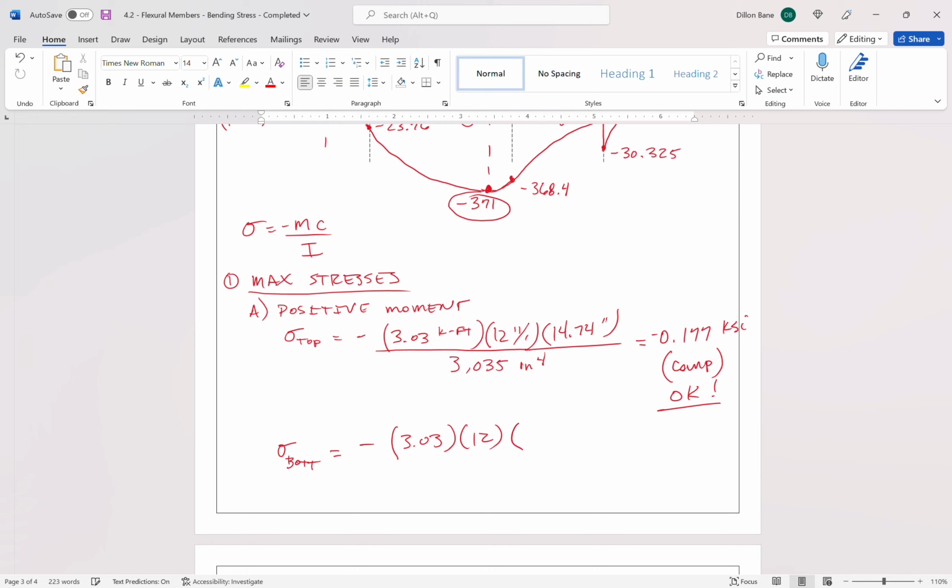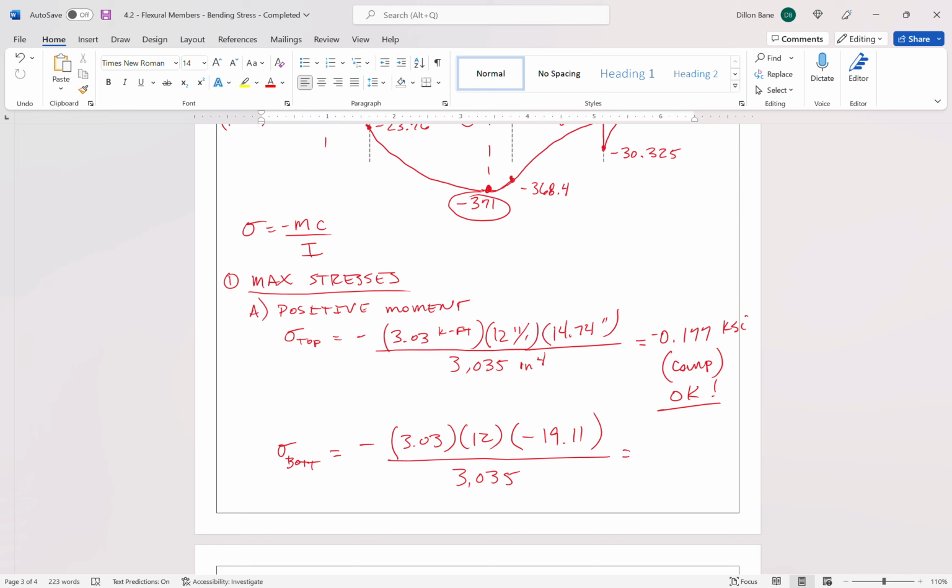C this time is the distance from the neutral axis to the bottom of the beam, because that's where we're looking at, which we said was 19.11 inches from the neutral axis to the bottom. But this time, since our distance is going below the neutral axis, this C value becomes negative, so we get minus 19.11. Again, divide by the 3,035 moment of inertia. Inertia doesn't change, right? Inertia is inertia.